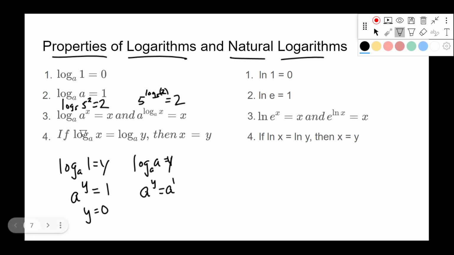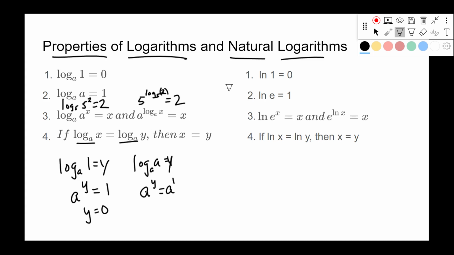And then finally, this one comes from the one-to-one property that we did for exponential functions. If log of x with base a equals log of y with base a, meaning you have a log on both sides, both with the same base, that are equal to each other, well, then the arguments of each log have to be equal to each other.